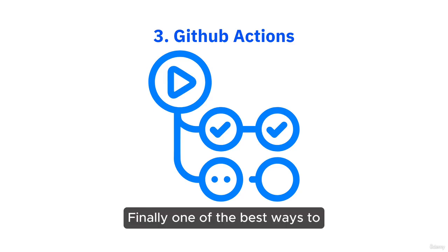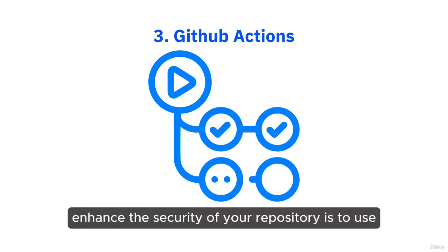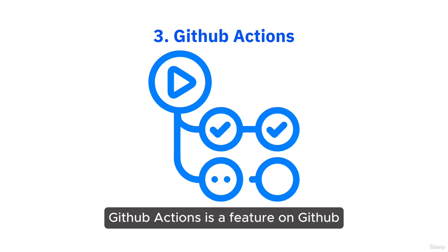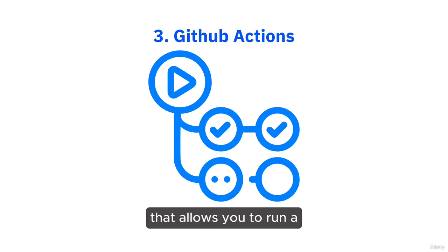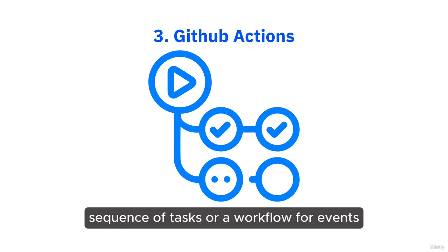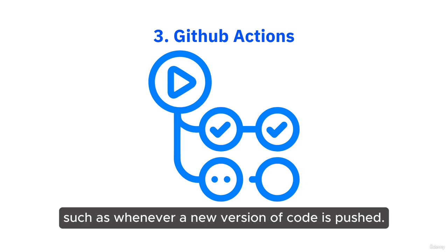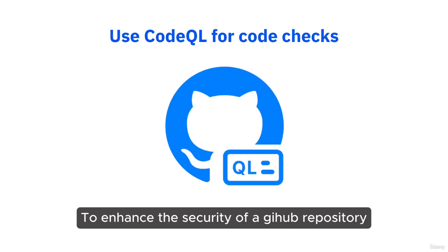Finally, one of the best ways to enhance the security of your repository is to use automated workflows on GitHub Actions. GitHub Actions is a feature on GitHub that allows you to run a sequence of tasks, or a workflow, for events such as whenever a new version of code is pushed. To enhance the security of a GitHub repository, one of the best workflows to add is CodeQL.